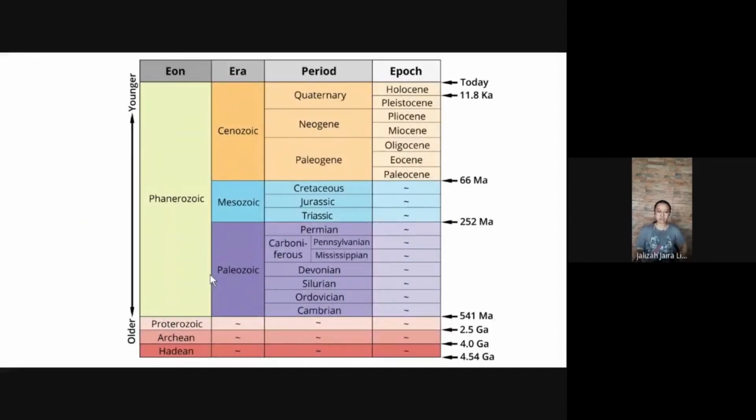So this is actually what it looks like. It's divided into eons, eras, periods, and epochs. And what do you notice? What is the biggest division? So your biggest division is eons. What's the next one? Eras, periods, and eventually the smallest one is your epochs.